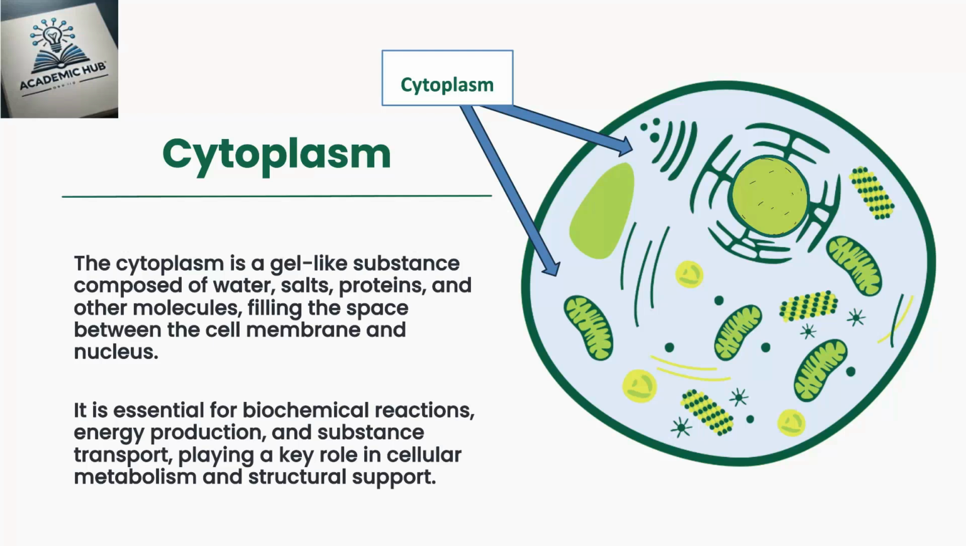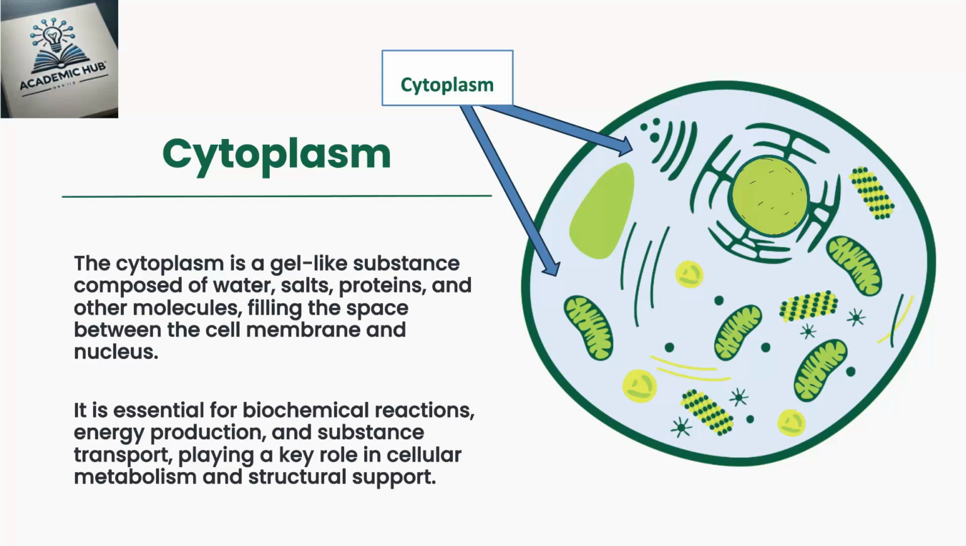For example, fermentation in yeast. Yeast cells perform alcoholic fermentation in the cytoplasm, converting glucose into ethanol and carbon dioxide. Mostly this process is used in bread making, where the release of carbon dioxide makes the dough rise.